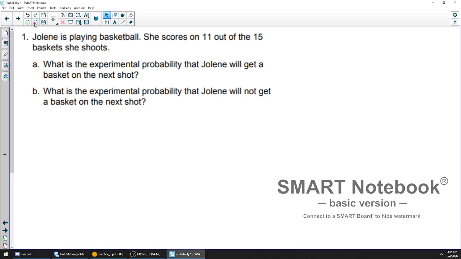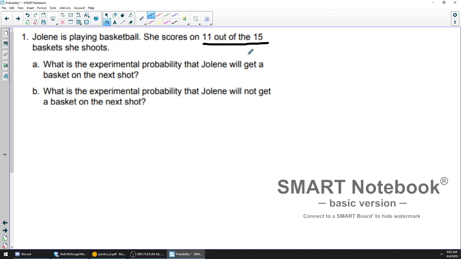So let's look. Number one, Jolene is playing basketball. She scores 11 out of 15 baskets she shoots. What is the experimental probability that Jolene will get a basket on the next shot? So we have to determine what are her chances of getting her next shot. And how do we get it? Well, we have to know what's the probability of her getting shots in before. And what do we see?